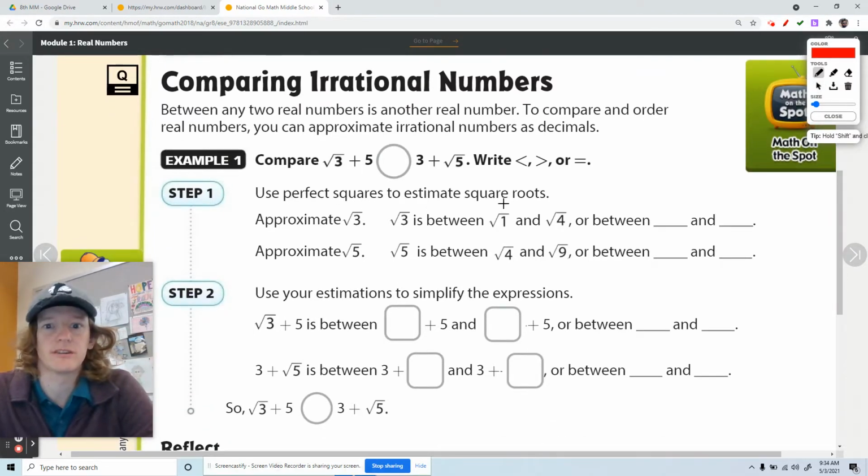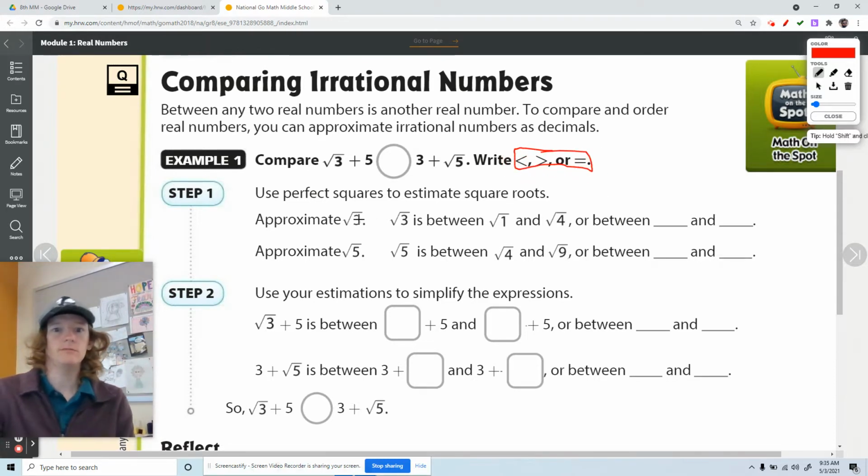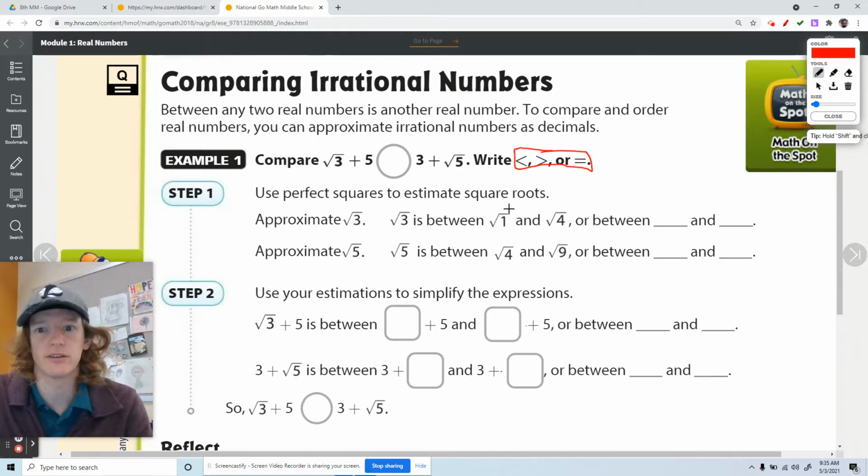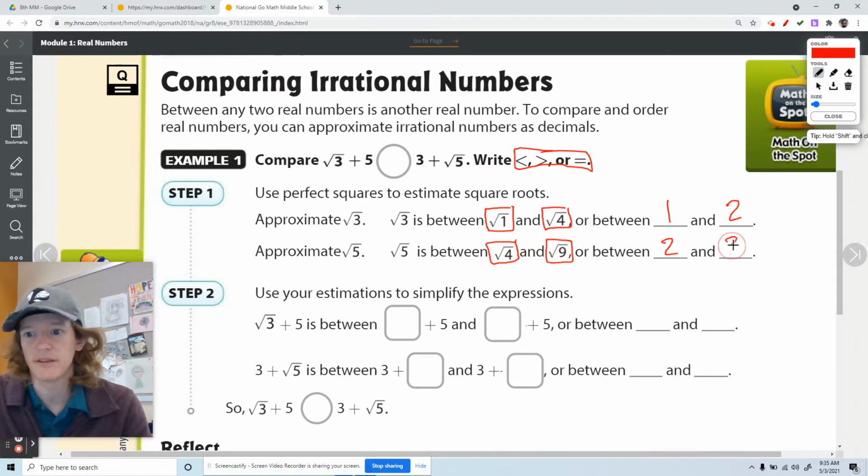So using perfect squares to estimate square roots, we're going to decide which is bigger, square root of 3 plus 5 or 3 plus the square root of 5. We're going to write less than, greater than, or equal to. So approximate the square root of 3. Well, square root of 3 is in between this perfect square and this perfect square. So it's between 1 and 2, because the square root of 1 is 1, square root of 4 is 2. For the square root of 5, it's in between square root of 4 and square root of 9. Square root of 4 is 2, square root of 9 is 3. So this is about 2.5. This is about 1.5.